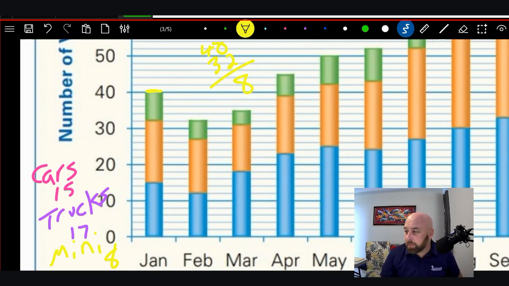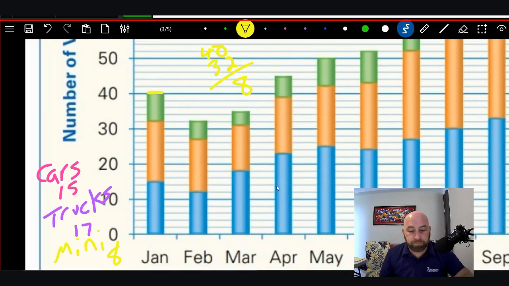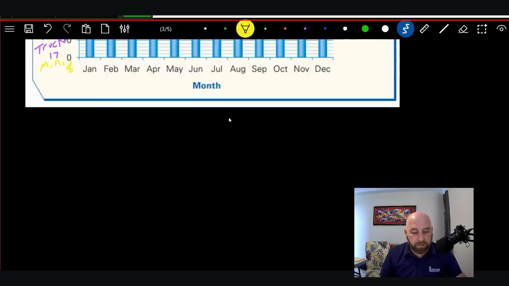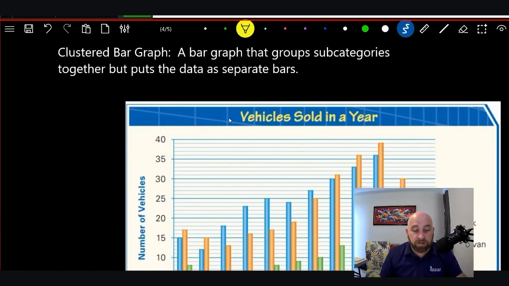And that was on page number 340 at the bottom of the page, 340. If you look over at page 341, the next section that we'll talk about real quick here is clustered bar graphs.